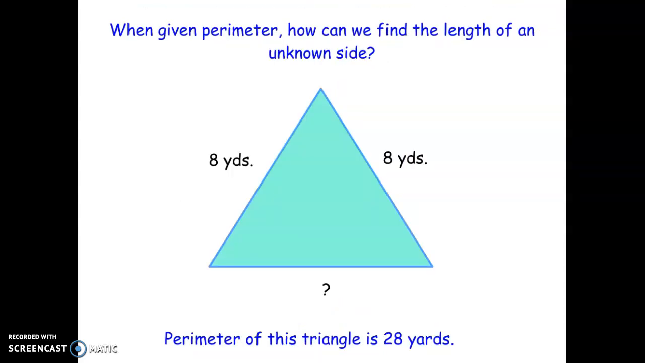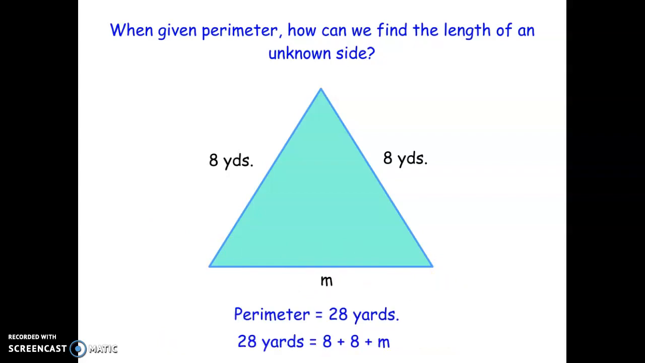Here is another complex example of finding a length of an unknown side. This time we have a triangle, but we're given the perimeter. So we know that the perimeter of this triangle is 28 yards. We have the side length here of 8 yards, the side length here of 8 yards, and we need to find this missing side length. So how do we go about attacking a problem like this? Well, let's take a look.